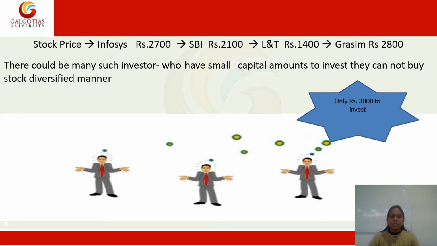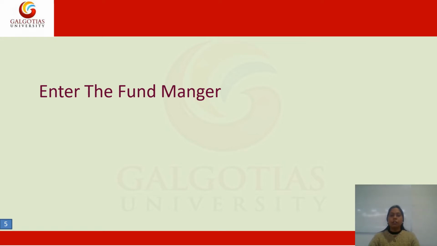Now what will happen in this case is that there could be many such investors who have a small capital amount to invest, and then they cannot buy stocks in a diversified manner. So since we could see there are three individuals who are willing to spend in the market, here comes the function of the fund manager. The fund manager is one who is specialized and knowledgeable about where to spend and how to spend in the market. So how is that fund manager going to manage all three individuals who have a very small amount of money? So let's look into it now.